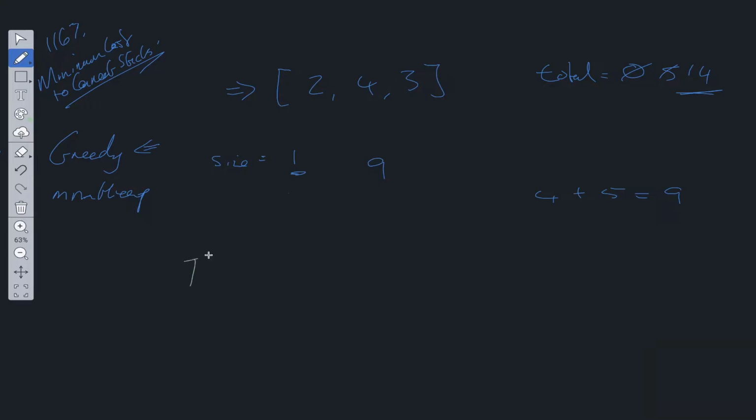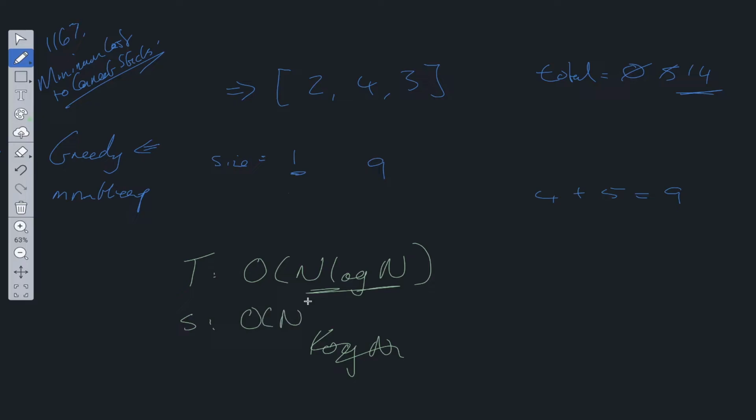Time complexity of the solution is going to be O(n log n). In order to create the min heap, it will take n log n operations, and then removing the minimum value from the heap and adding back onto the heap is going to be log n operations. So we take the largest of the two. Space is going to be O(n), where we store n values within our min heap.